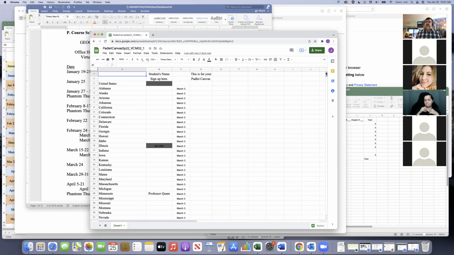All right, so you can see that Illinois is blacked out there. No, we're not going to do Illinois. That's where we live. We already know a lot about Illinois. You can see I have signed up for Minnesota. I will create a Padlet canvas for Minnesota.